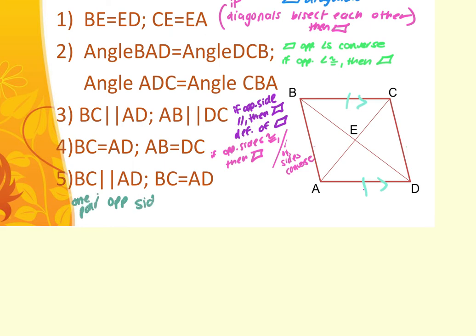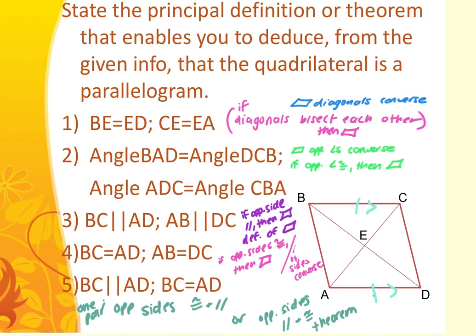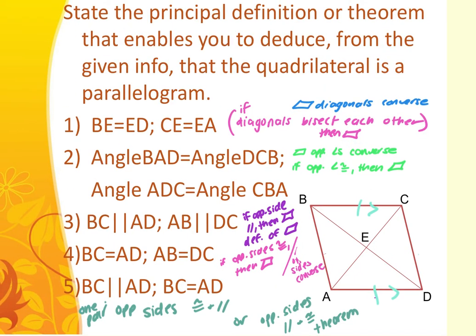Opposite sides, congruent and parallel, or what's the name of the theorem? Opposite sides parallel and congruent. And again, this is the theorem, not the converse. That's the only one that's not a converse. So how you choose to give that doesn't matter.